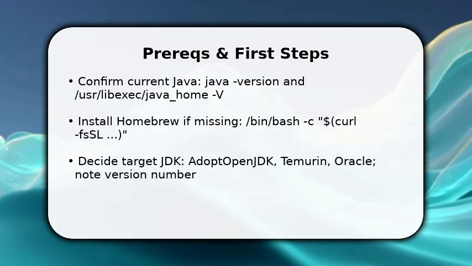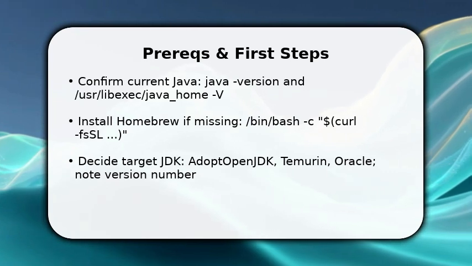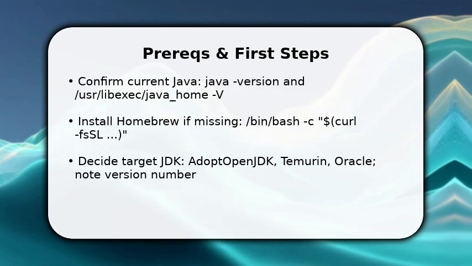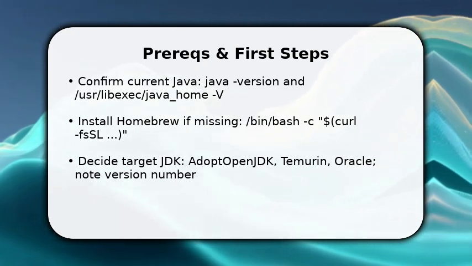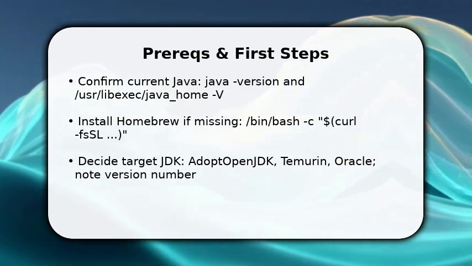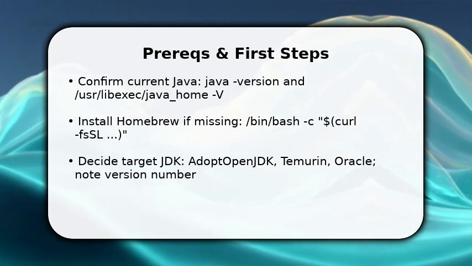You start by verifying what you already have so you don't overwrite something important. Run java -version and /usr/libexec/java_home -V to list installed JDKs. This tells you the current vendor and version. If Homebrew is missing, install it now so package management is easy.